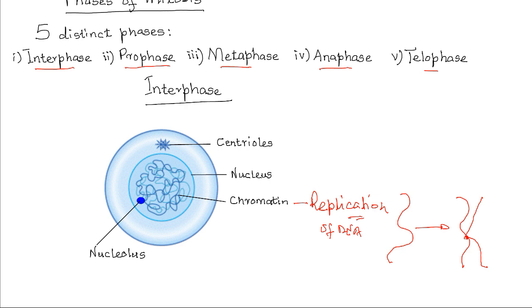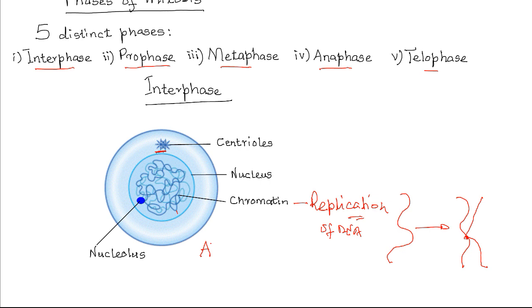The second event is formation of new cell organelles, such as mitochondria, ribosomes, Golgi body, and centrioles. The centrioles duplicate. You can see the 2 of them here, and the duplicated centrioles are located just outside the nucleus. In addition to the formation of new cell organelles, there is a buildup of energy stores in the form of ATP.